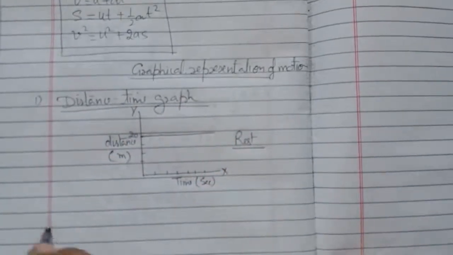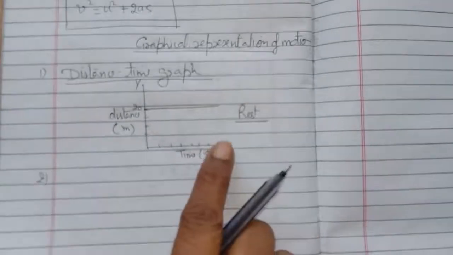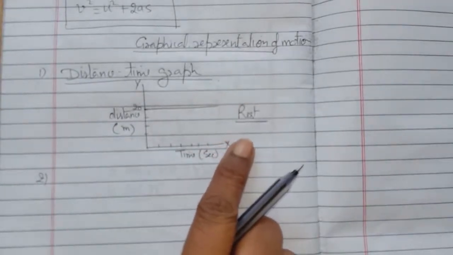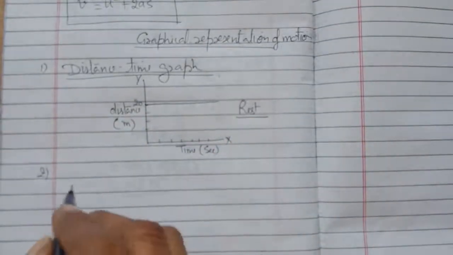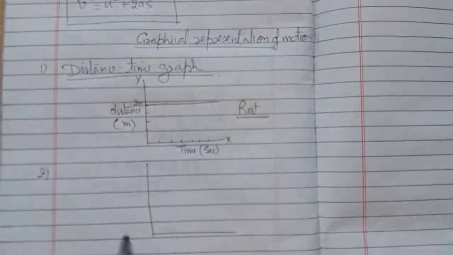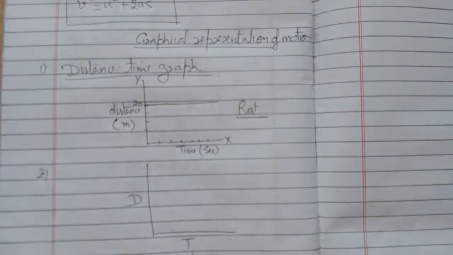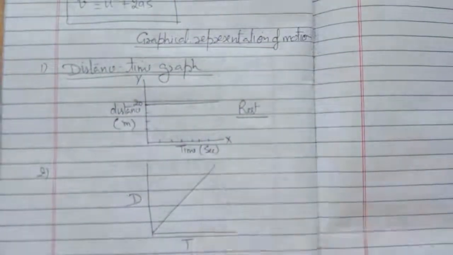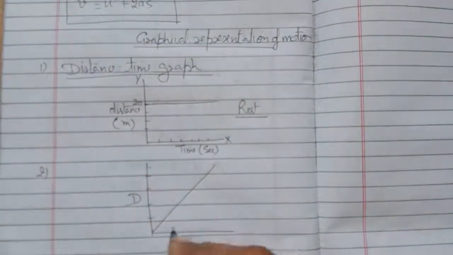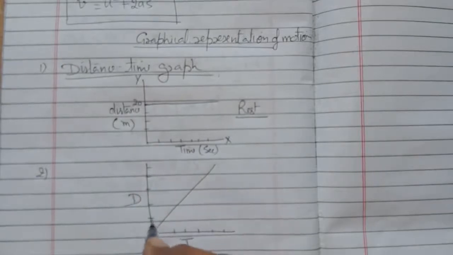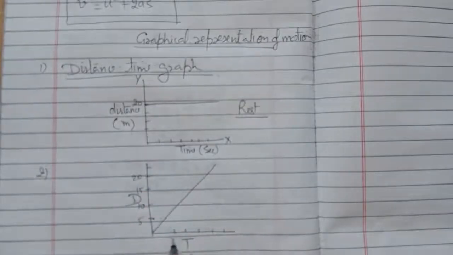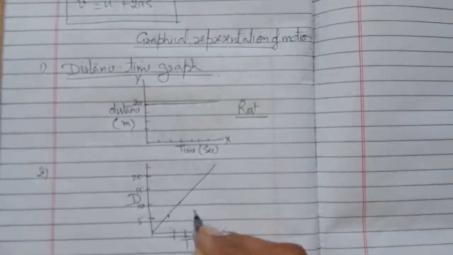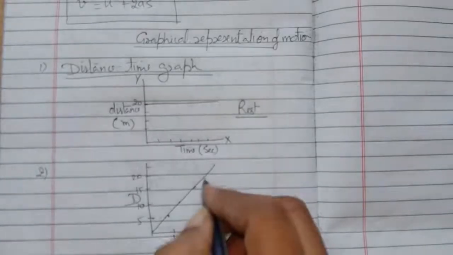Okay. Now the second one. This is a DT graph for the stationary body. Now for the second one, this is the distance and this is the time, and I'm taking some values here to understand the graph. Suppose 5, 10, 15, 20, and the times 1 second, 2 seconds, 3, 4 and 5. For 1 second it is 5, for 2 seconds it is 10, for 3 seconds 15 meters, and for 4 seconds 20 meters.